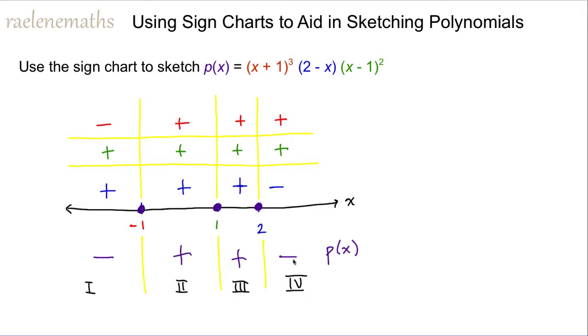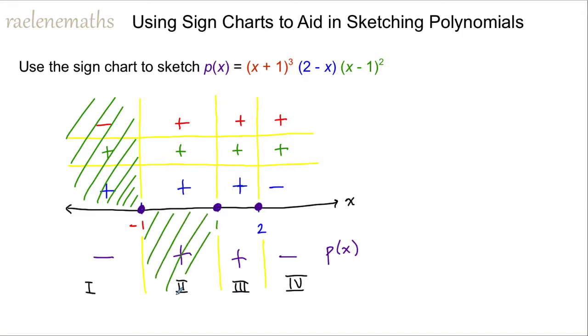We now know that in region 1, when x is less than -1, the y coordinates on the p of x graph will be negative. So the graph of p of x will lie below the x-axis and it will not lie above. So I'm going to shade out above the x-axis so that I don't try to draw the polynomial graph here. In region 2, between the x values of -1 and 1, the y values on the p of x graph are positive, so the graph lies above and not below the x-axis. So I'm going to block out region 2 lying below the x-axis.